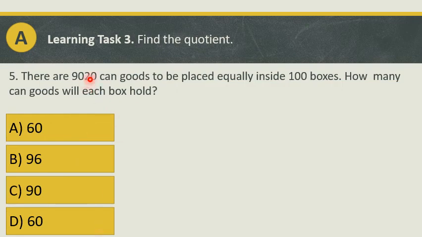And last, number 5. There are 9,020 canned goods to be placed equally inside 100 boxes. How many canned goods will each box hold? So we divide 9,020 by 100 boxes. How many zeros does 100 have? Two. So we remove the two. How much is left? This, 90. Letter C.